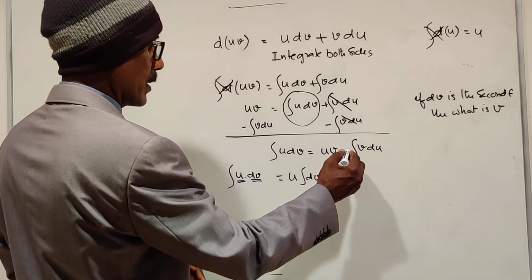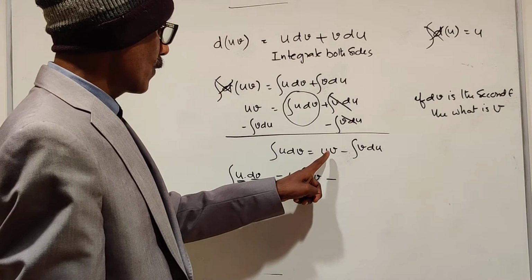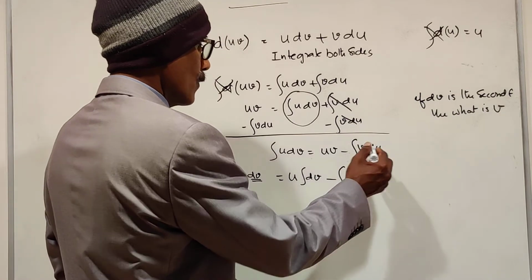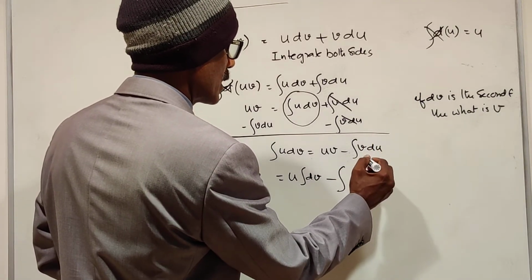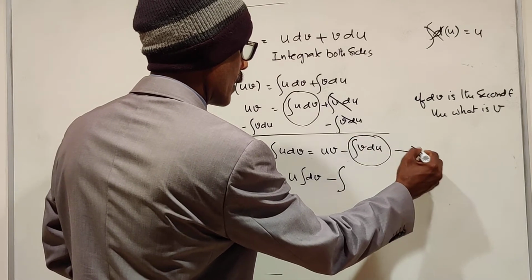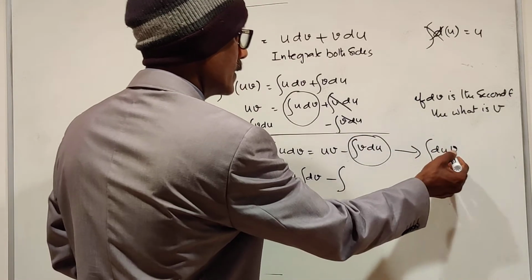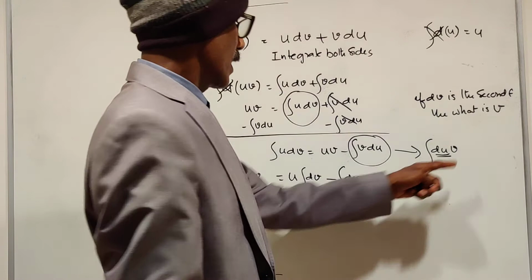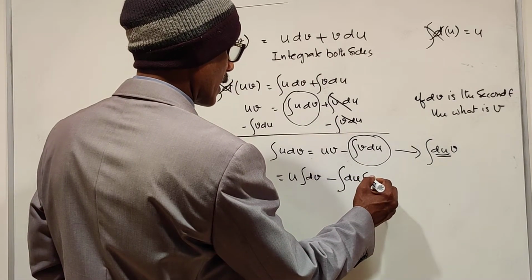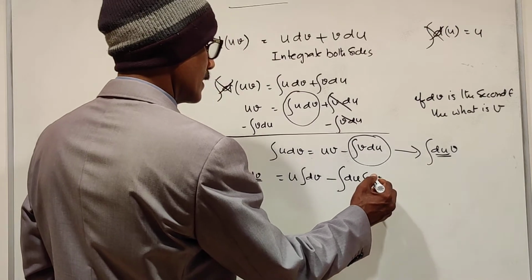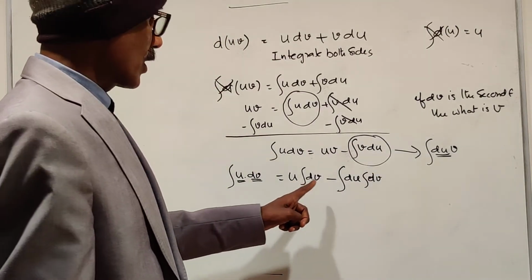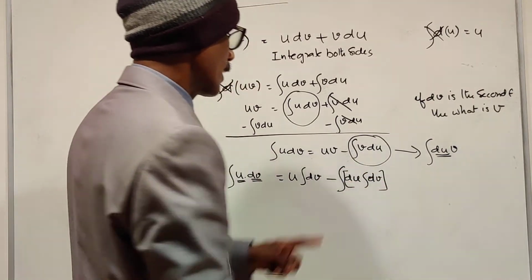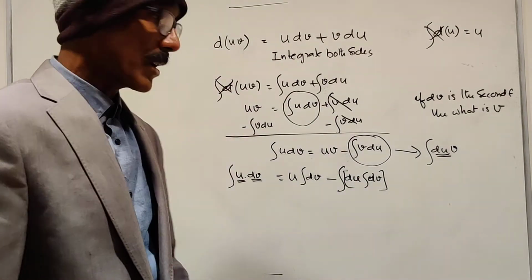You understand? The first function into v, which is the integral of the second, minus the integral of du times v. What is du? The derivative of the first function. What is v? The integral of the second, the integral of dv. Okay, this is the formula: first function into the integral of the second, minus the integral of the derivative of the first function into the integral of the second. That is the formula.